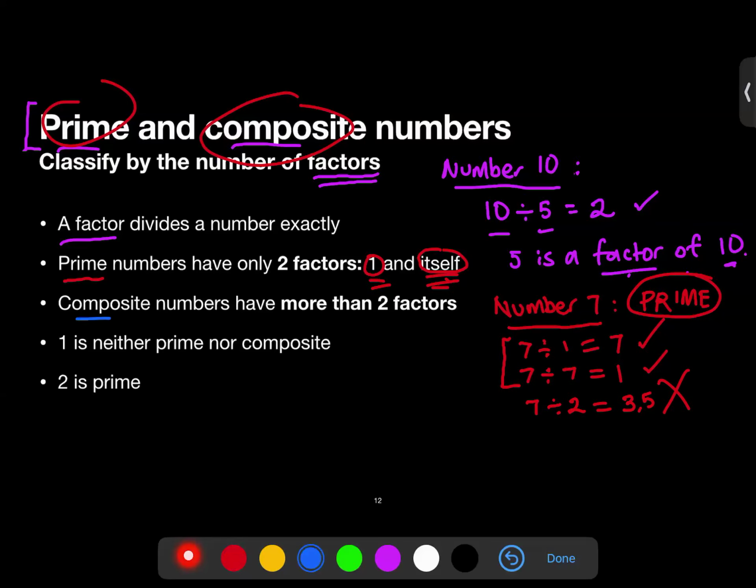So the second is composite numbers, and these have more than two factors. So we can take the example of number 10. 10 is divisible by 1, of course. Every number is divisible by 1. Number 10 is divisible by itself. 10 divided by 10 is 1. But it's also divisible by 5, for example. So we have more than two factors. Therefore, 10 is composite.